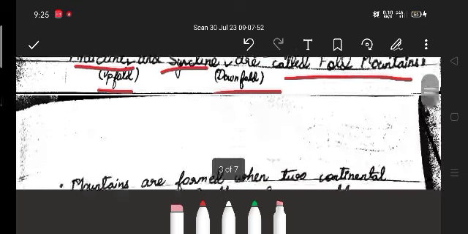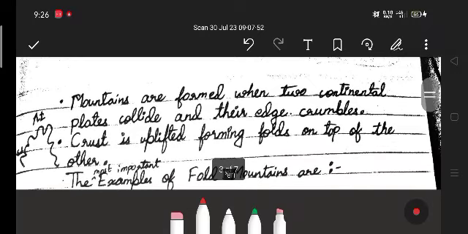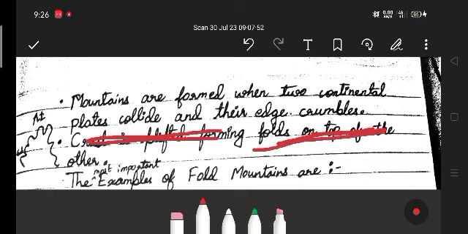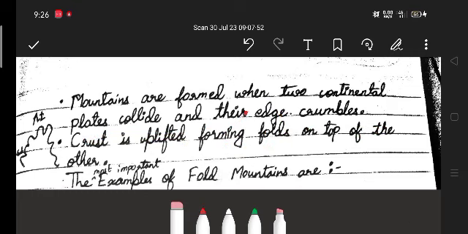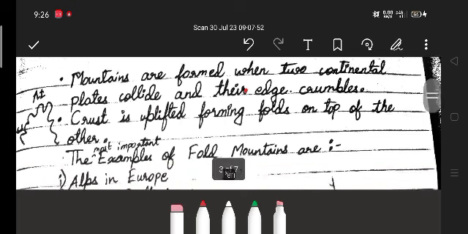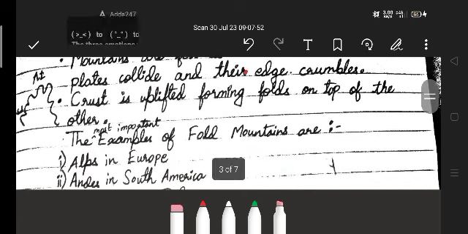And how are they formed? Fold mountains are formed when two continental plates collide with each other. Like this is a plate and this is a plate. Due to some crustal instability, they come near to each other and collide. The plates collide and their edges crumble and fold, and it helps in the formation of fold mountains. The crust is uplifted, forming folds on top of one another.